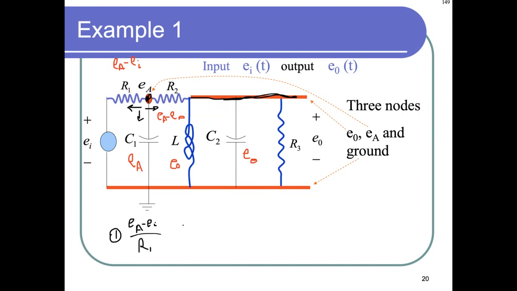Yes, Mazen. Plus EA. Okay, why? Because it is from node EA to the ground. Okay, so we have EA minus E naught over R2. I'm referring to this one, sorry. My mistake. Okay, no problem.